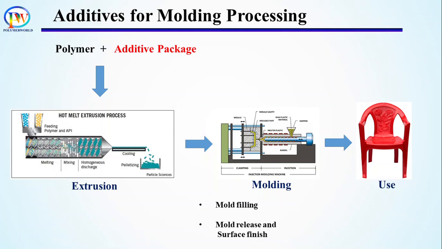To facilitate mold filling, a lubricant is added. This type of lubricant is called internal lubricant because it reduces the friction between the polymer chains and thus facilitates flow of polymer inside the mold cavity. The common examples of internal lubricants are fatty esters, EVA, waxes, and oxidized polyethylene.